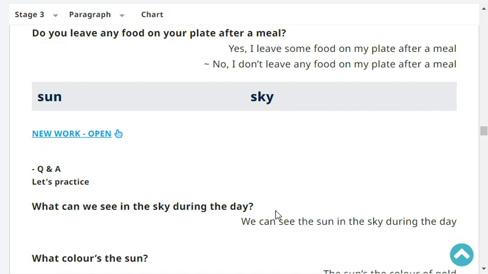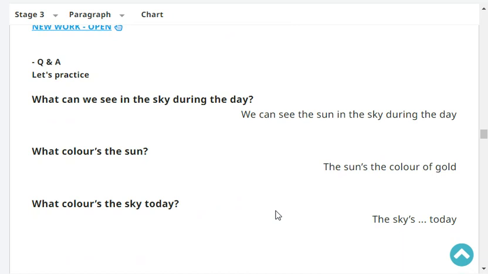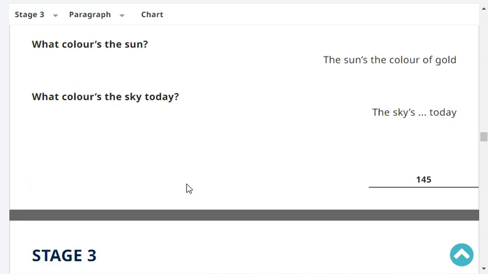What can we see in the sky during the day? We can see the sun in the sky during the day. What color is the sun? The sun's the color of gold. Very good. What color is the sky today? The sky is blue today. Very good.